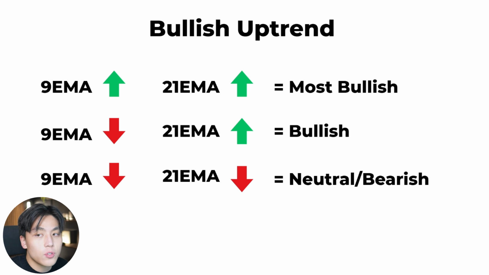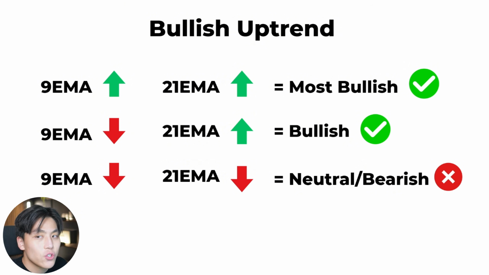If we're in a bullish uptrend and price is above the 9 EMA and above the 21 EMA, that is the most bullish case scenario. Below the 9 EMA, above the 21 EMA, that's still bullish. And of course, if we're below the 9 and below the 21, that means we're neutral/bearish.